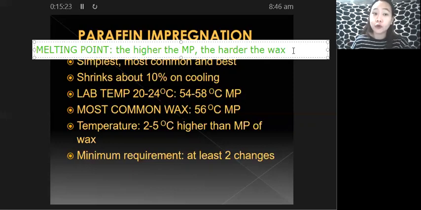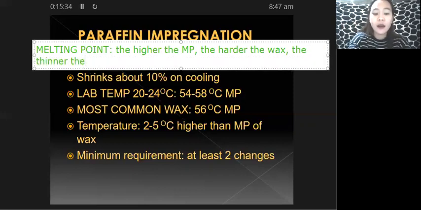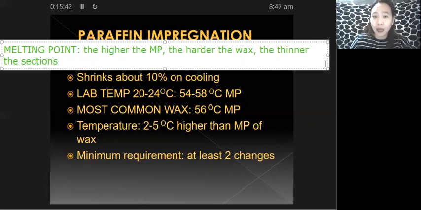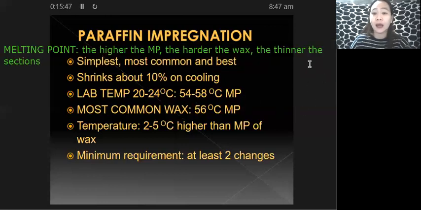That you are able to produce during microtomy or sectioning. Okay, so the higher the melting point, the harder the wax, the thinner the sections. Is it important that your sections are thin? Yes, in general, this is what we want. In general, we want thinner sections because this will allow the examination of your tissue sections better during microscopy.